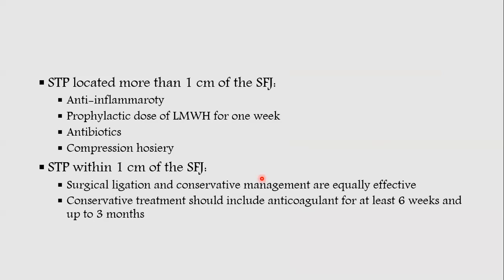When it comes to superficial thrombophlebitis within 1 centimeter of the saphenofemoral junction, which, as we mentioned earlier, carries a great risk of extension to the deep system, we have 2 options for this. The first option is surgical ligation, and the proponents of this surgical ligation aim to prevent the extension to the deep system. But it has been found that conservative management can prevent extension to the deep system as well, and both conservative management and surgical ligation are equally effective.